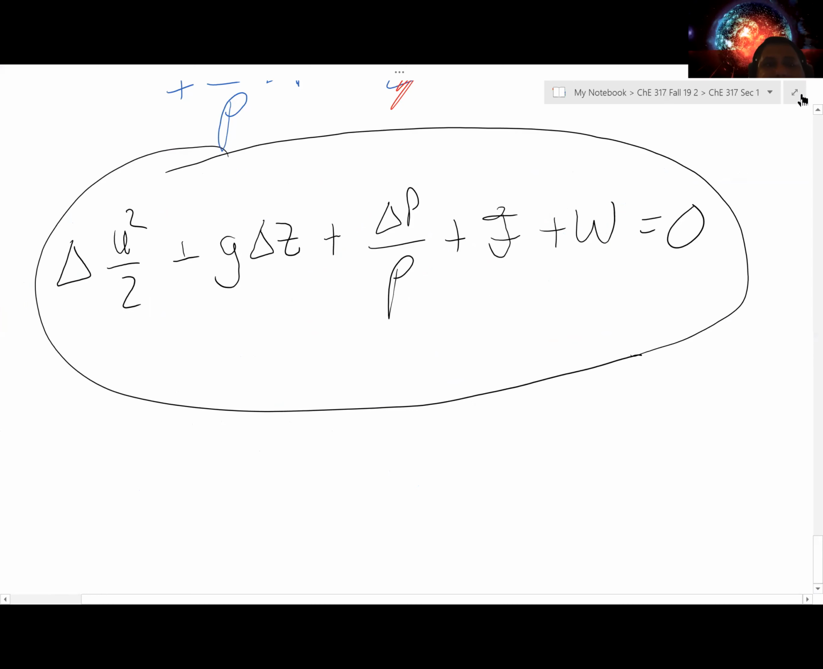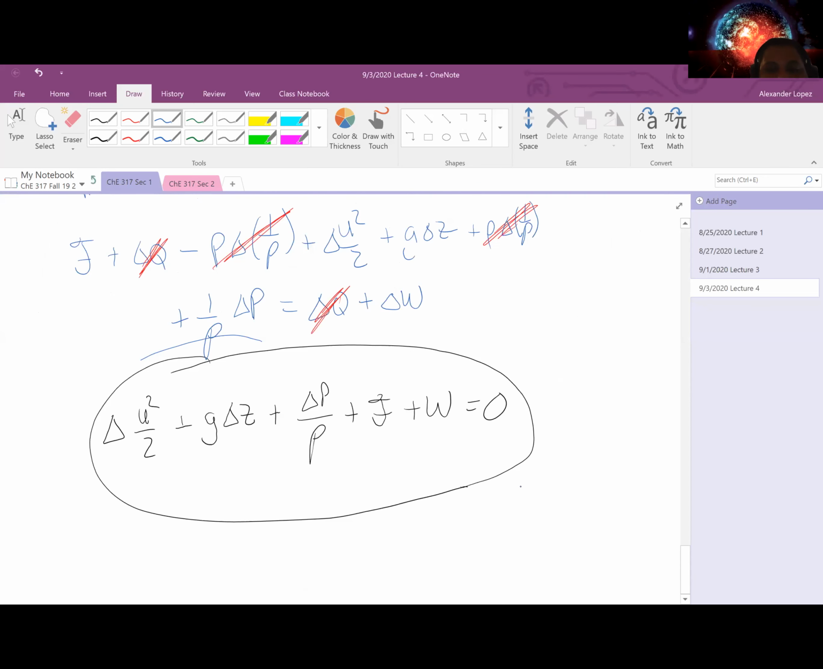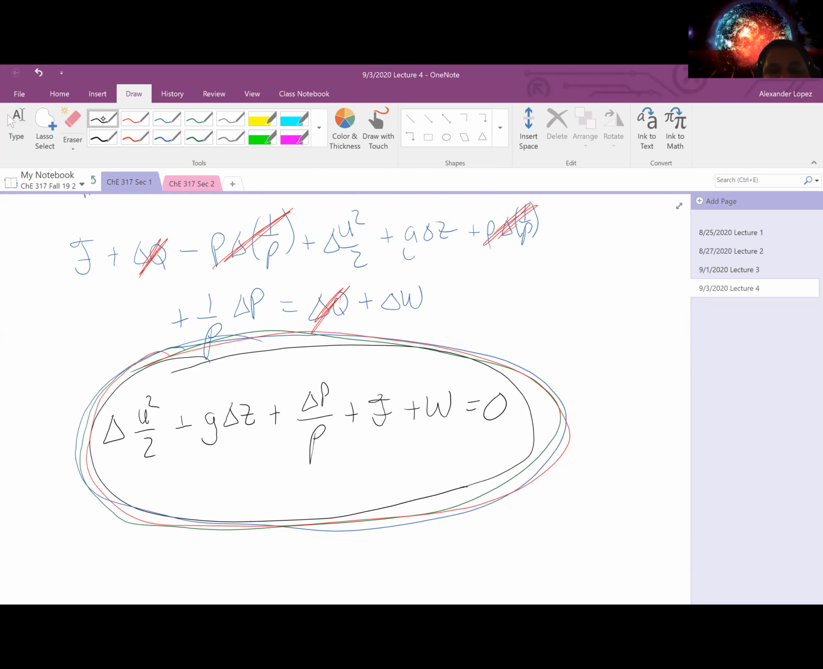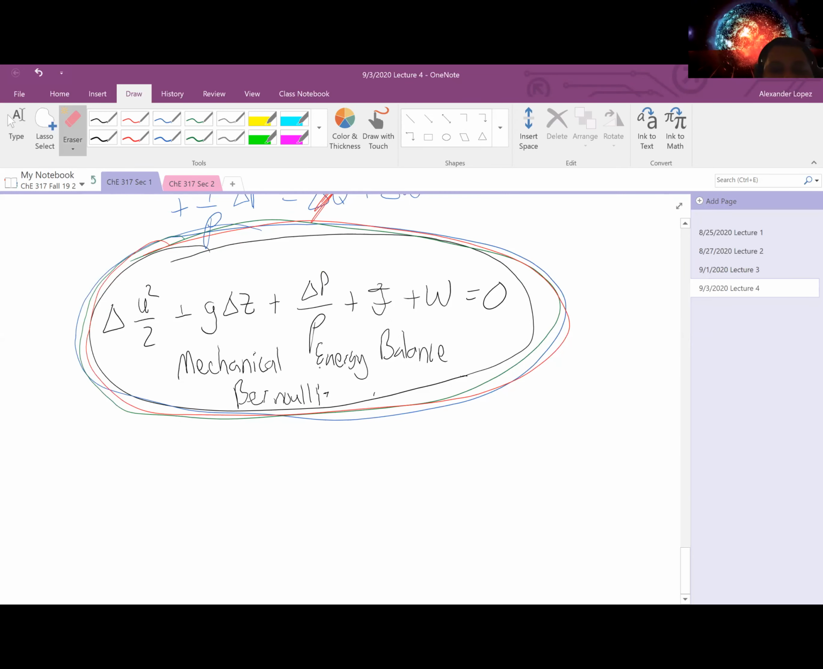It's one of those really important ones that I'm going to throw all the colors of the wind at it. So here you go. Usually when you see this in the notes, it's one of those, you've got to write it down. This is known as the mechanical energy balance for fluid mechanics. It's also known as Bernoulli's equation. Oh, that is terrible handwriting. I apologize.